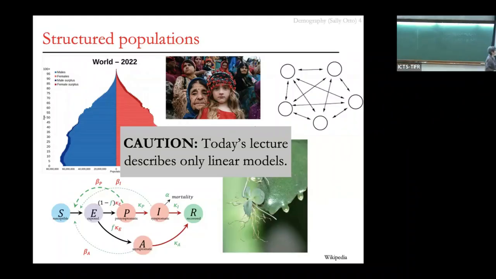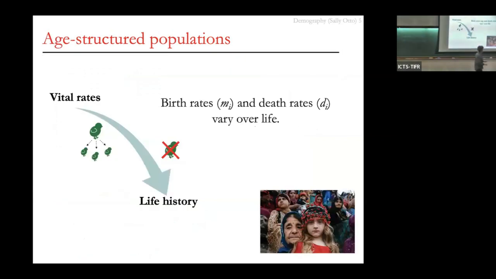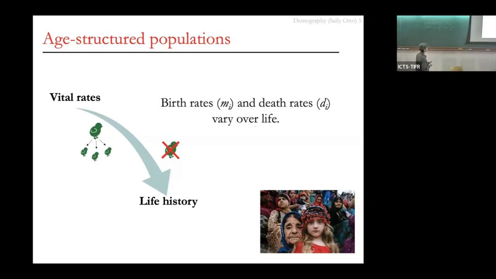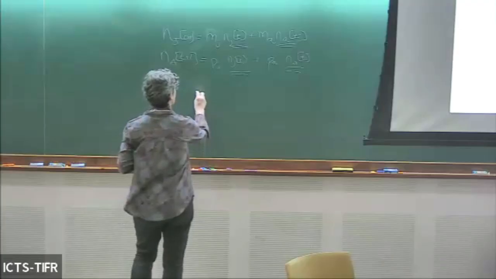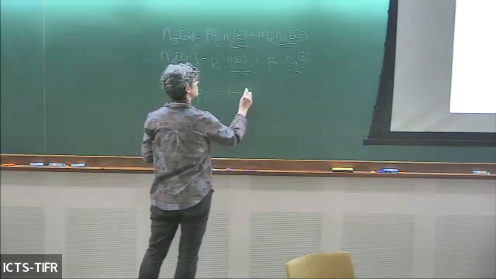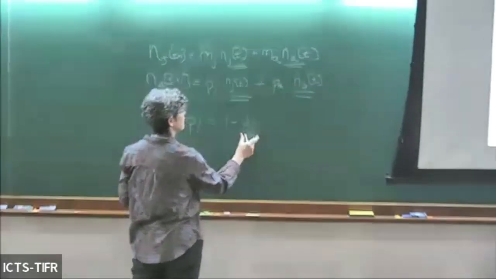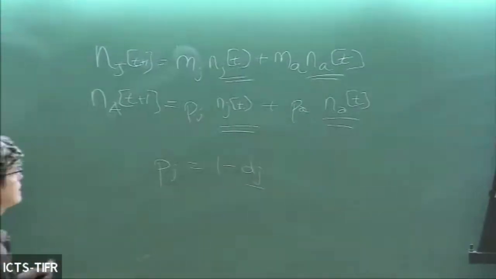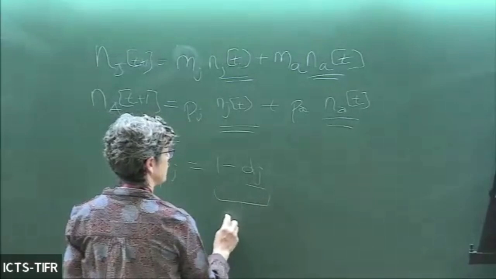Okay. So there's a little bit of terminology. We talk about the vital rates. Those describe the birth and survival rates in each age class. The notation is typically birth rates are called M's, death rates are called D's, and survival rates are the inverse of the death rate. So if there's a death from one census to the next of probability D, then one minus that would be the survival probability.